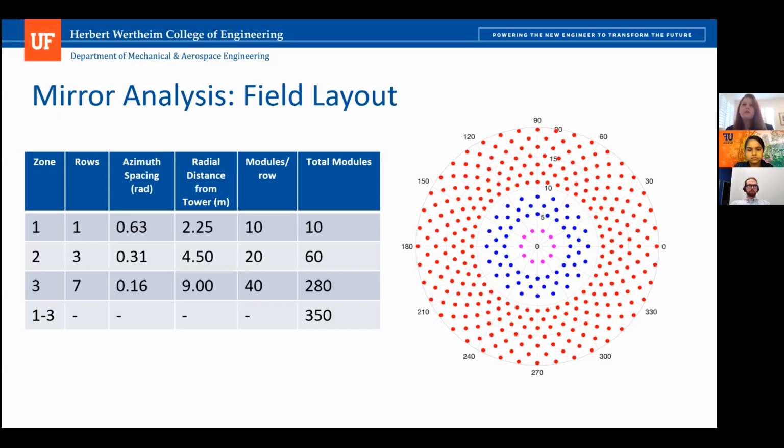There will be 3 zones in the field, as you can see in the layout in the slide, and each zone is represented by each color in the figure. The azimuth angular spacing is constant within a zone, while the radial spacing for all zones is the same, 1.47 meters. The first zone consists of one row with 10 heliostats. As you can see from the table, the radial and azimuthal spacing results in a total of 350 modules in the field. Next slide, please.